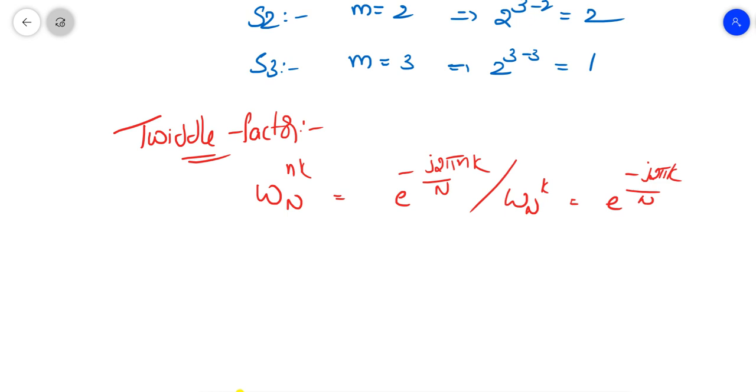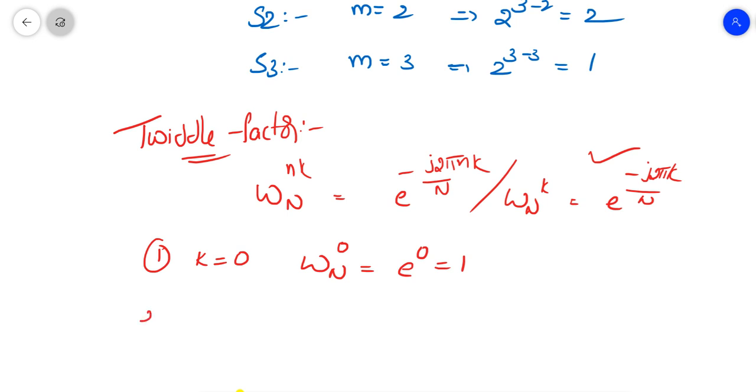So for this problem we use this type of notation. When in stage 1 the k value is equal to 0, so W_N^0 is equal to e to the power of 0, which value is equal to 1. So the twiddle factor value is equal to 1.